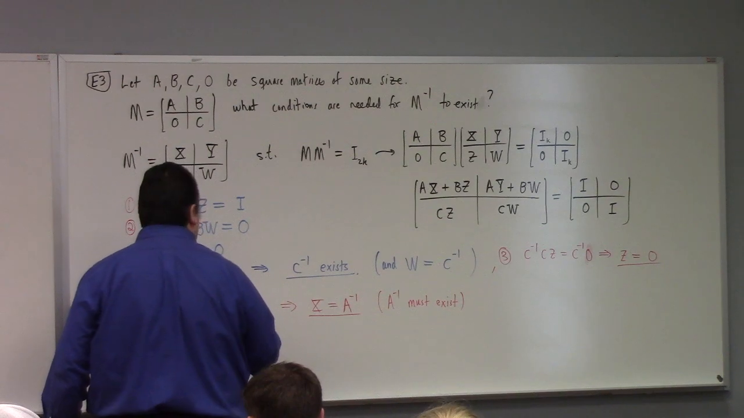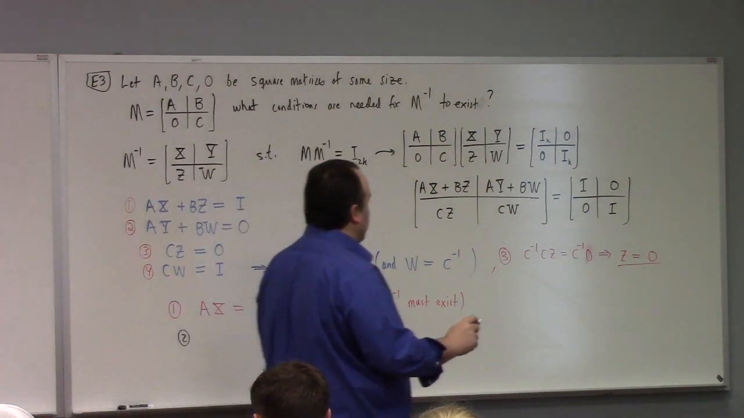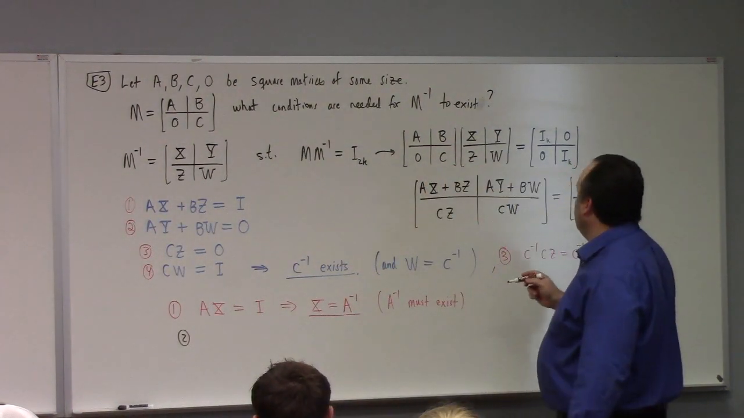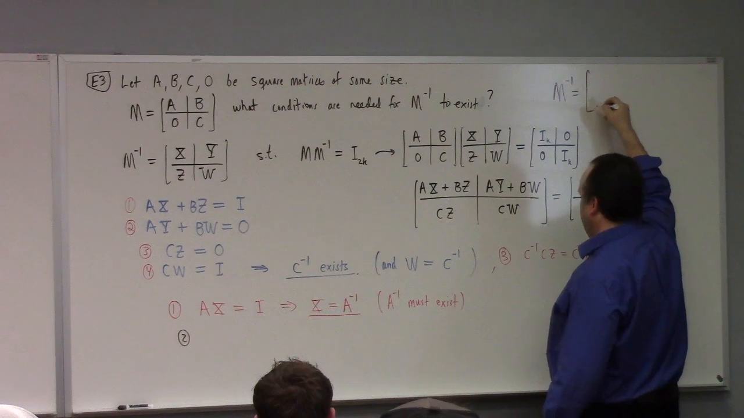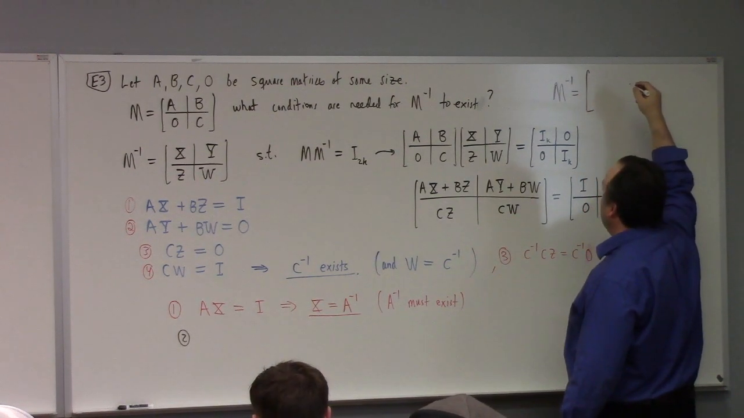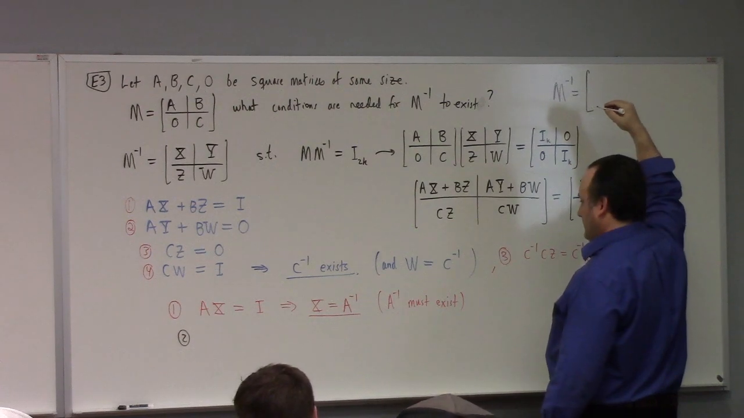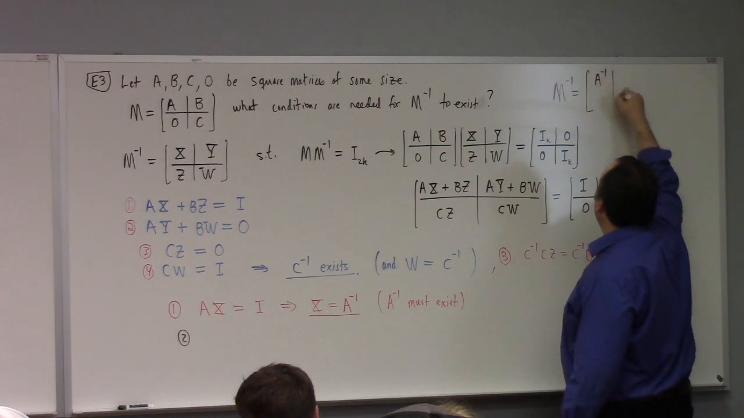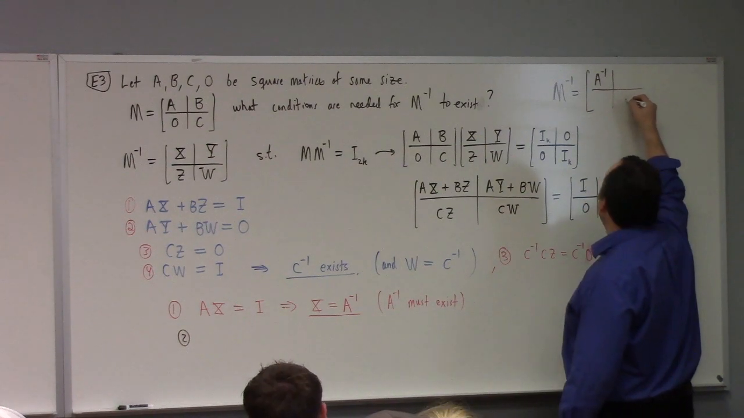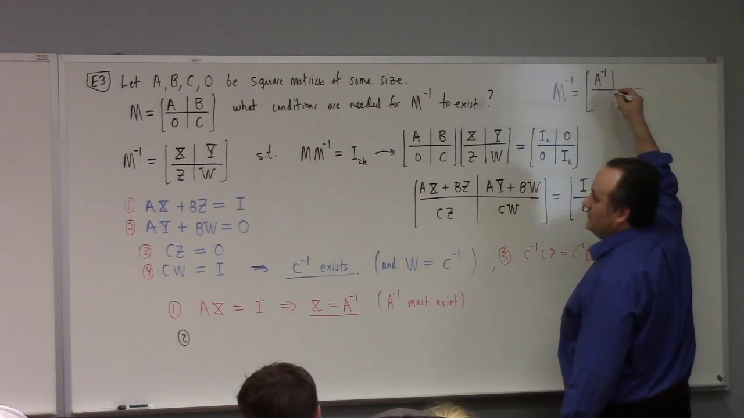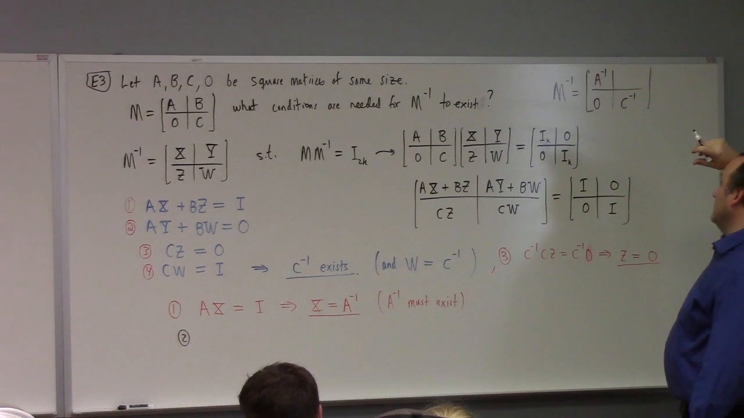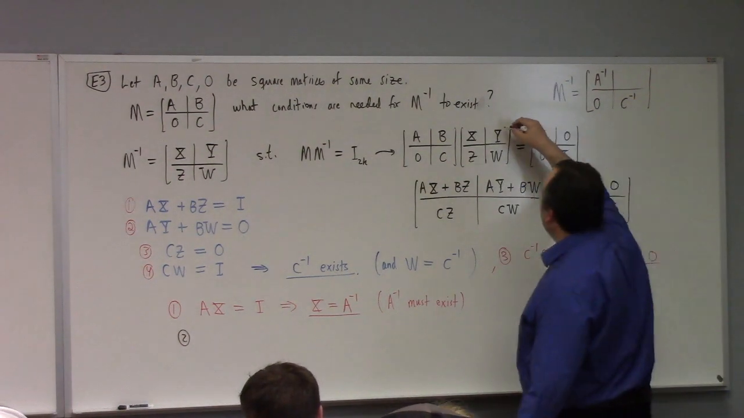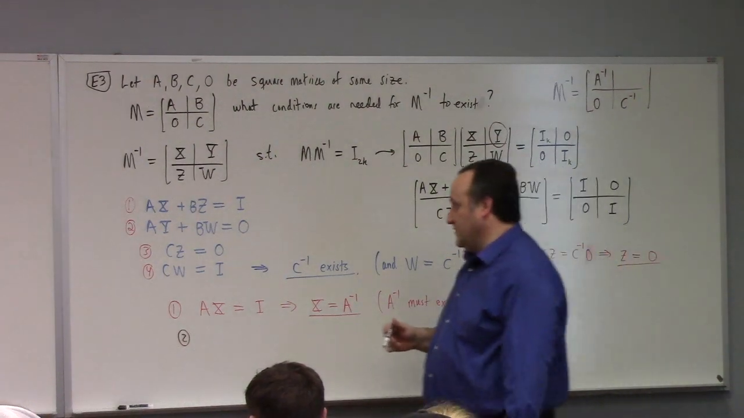Well, we already know that, let's see here. What blocks have we got? What did we figure out? I'm going to keep score up here. The X was A inverse, and down here we had C inverse. Z was 0. So our goal is to find what now? We need to solve for Y. That's all that's missing. That's the only missing puzzle piece here.